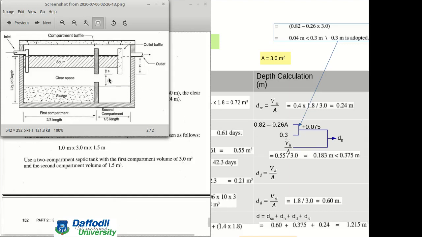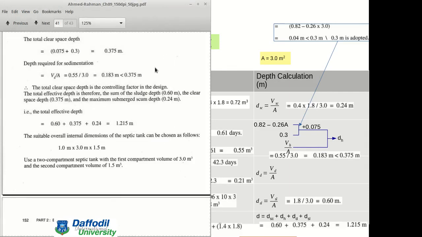So, this is this value, and then we have to also consider this value, the distance of this point from the bottom of this scum. This should be at least 3 inches. 3 inches means 0.075 meter. So, we have to add this and that to get this total depth. Then we calculate this value. If this value is larger than the minimum requirement, then it's okay. Otherwise, we have to take this value. Okay, that's the explanation.